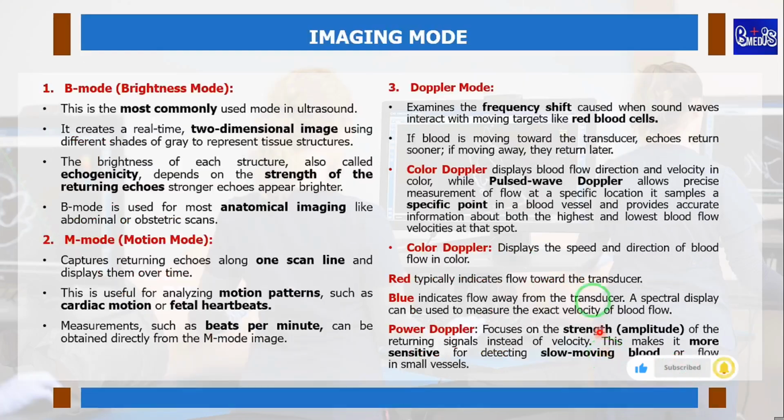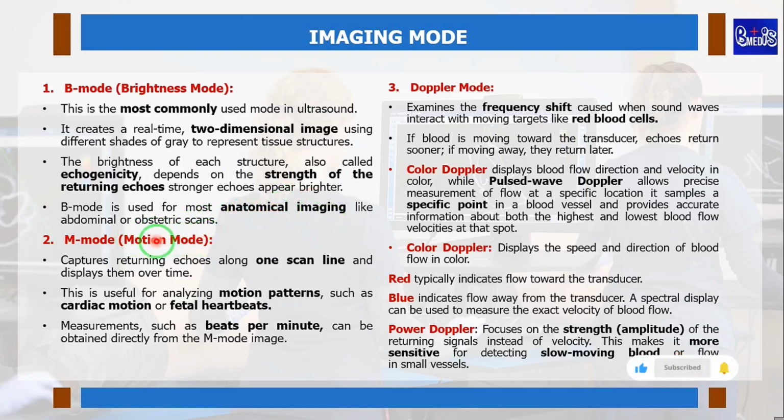Okay, so let's take a look at the various modes. Modes, very important in ultrasound. So we have different types of modes. The first is the B mode, brightness mode. This is the most commonly used mode in ultrasound. It creates a real-time two-dimensional image using different shades of gray to represent tissue structures. The brightness of each structure, also called echogenicity, depends on the strength of the returning echo. Stronger echoes appear brighter. B mode is used for most anatomical imaging like abdominal and obstetric scans.